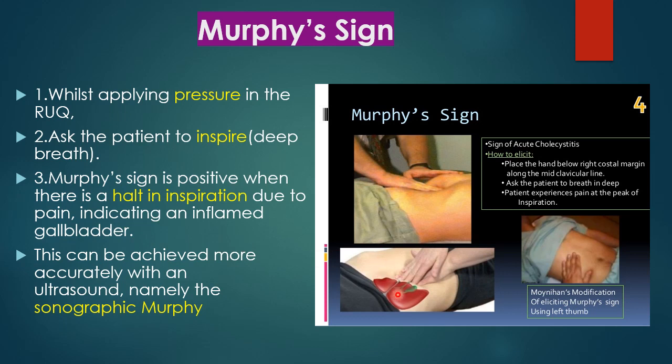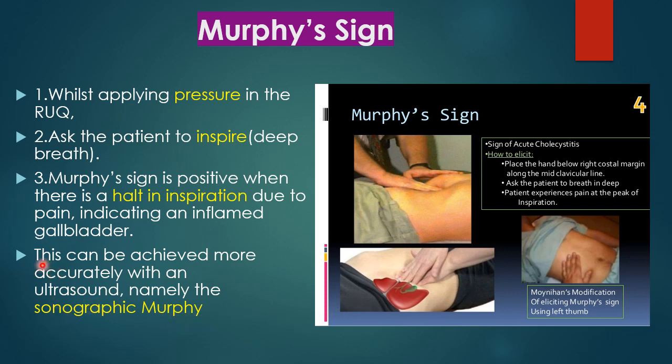There are a number of ways to elicit the Murphy sign. One, the most common way, is with the patient lying supine, and you use your hand to palpate the right hypochondrium. Or you can do it this way, where the gallbladder, again, when he takes a deep breath, hits your fingers. Or you can use your thumb, other hand modifications. But as far as you are concerned, most of the time you stick to this method of looking for Murphy sign.